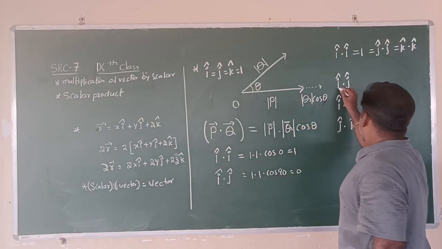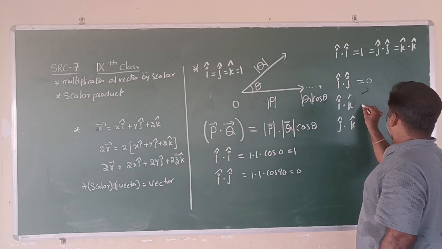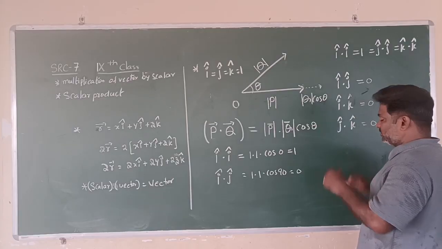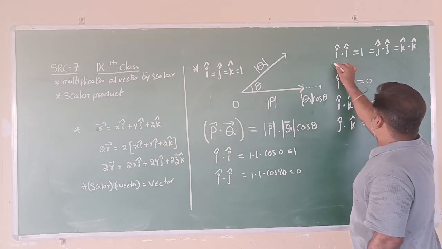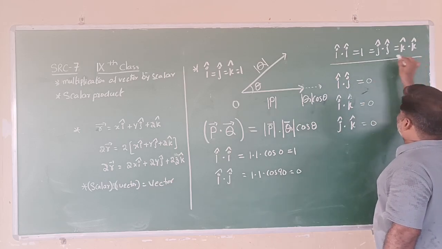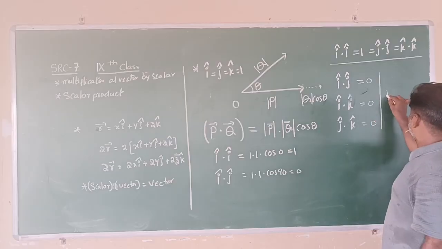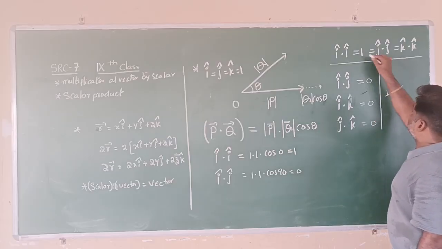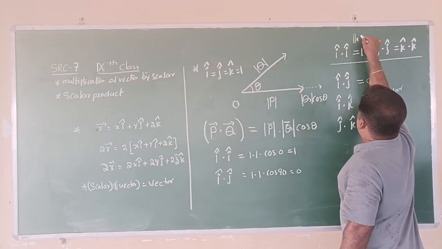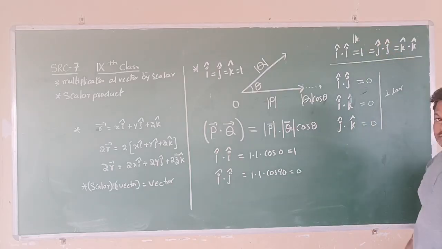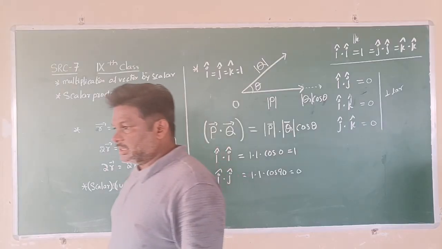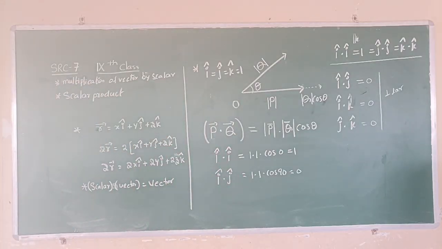So your answer is i dot j is equal to 0, and here is equal to 0, and here is equal to 0. So the dot product between two same vectors is always equal to 1. The dot product between two perpendicular vectors, they are not parallel vectors, they are perpendicular vectors. The dot product between parallel vectors is always 1. The dot product between perpendicular vectors is always 0. Note these points by pausing your video.